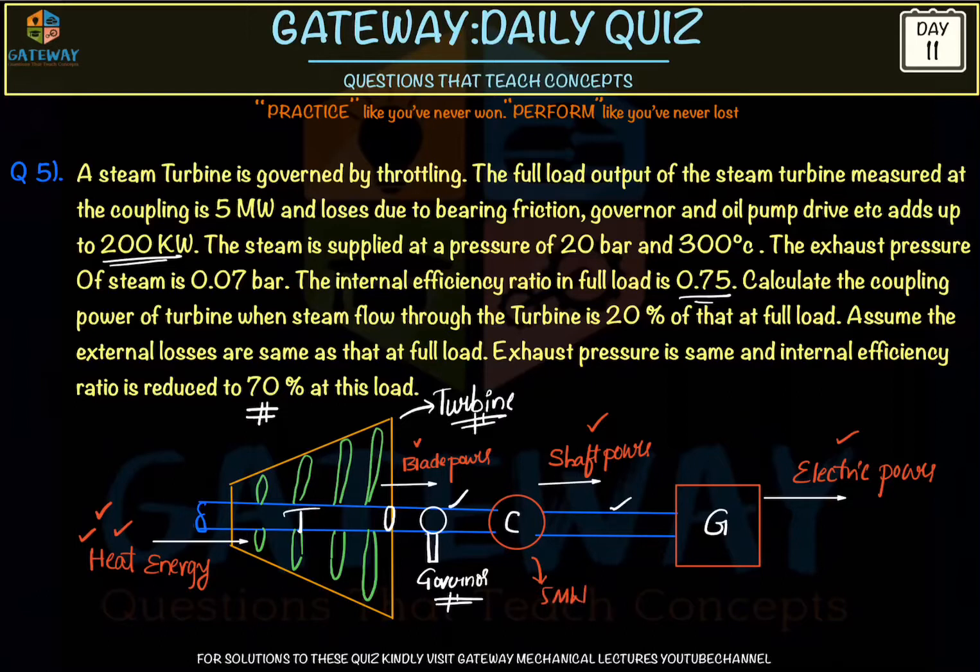Also given were the losses due to the governor, the losses due to the oil pump, and the losses due to the bearing at the shaft. These all include some friction, so there will be losses, and all the losses were given in the question as adding up to 200 kilowatts, nothing but 0.2 megawatts. Right, now we'll solve the question.